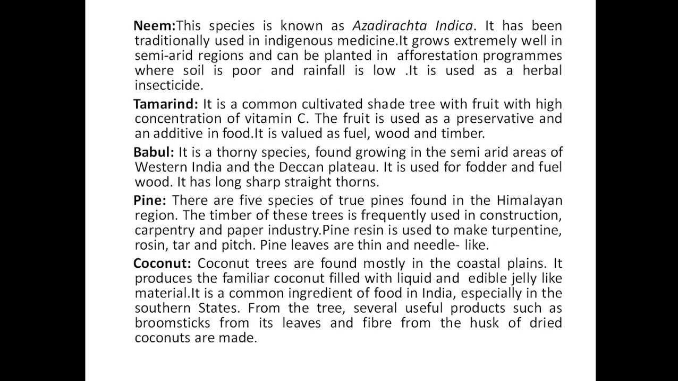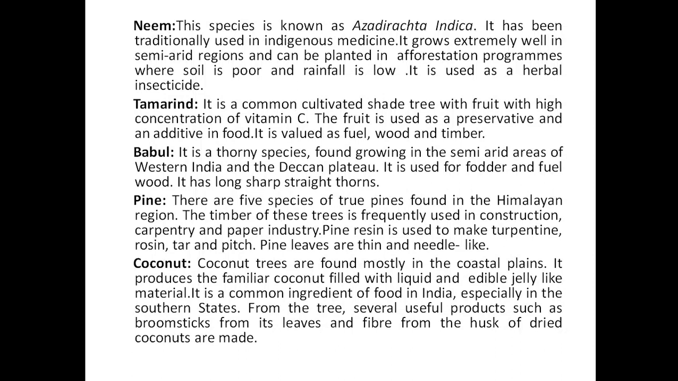Next we have the neem. This species is known as Azadirachta indica. It has been used traditionally for medicine. It grows extremely well in semi-arid regions and it can be used in afforestation programs where the soil is poor and rainfall is low, and it is also used as a herbal insecticide.